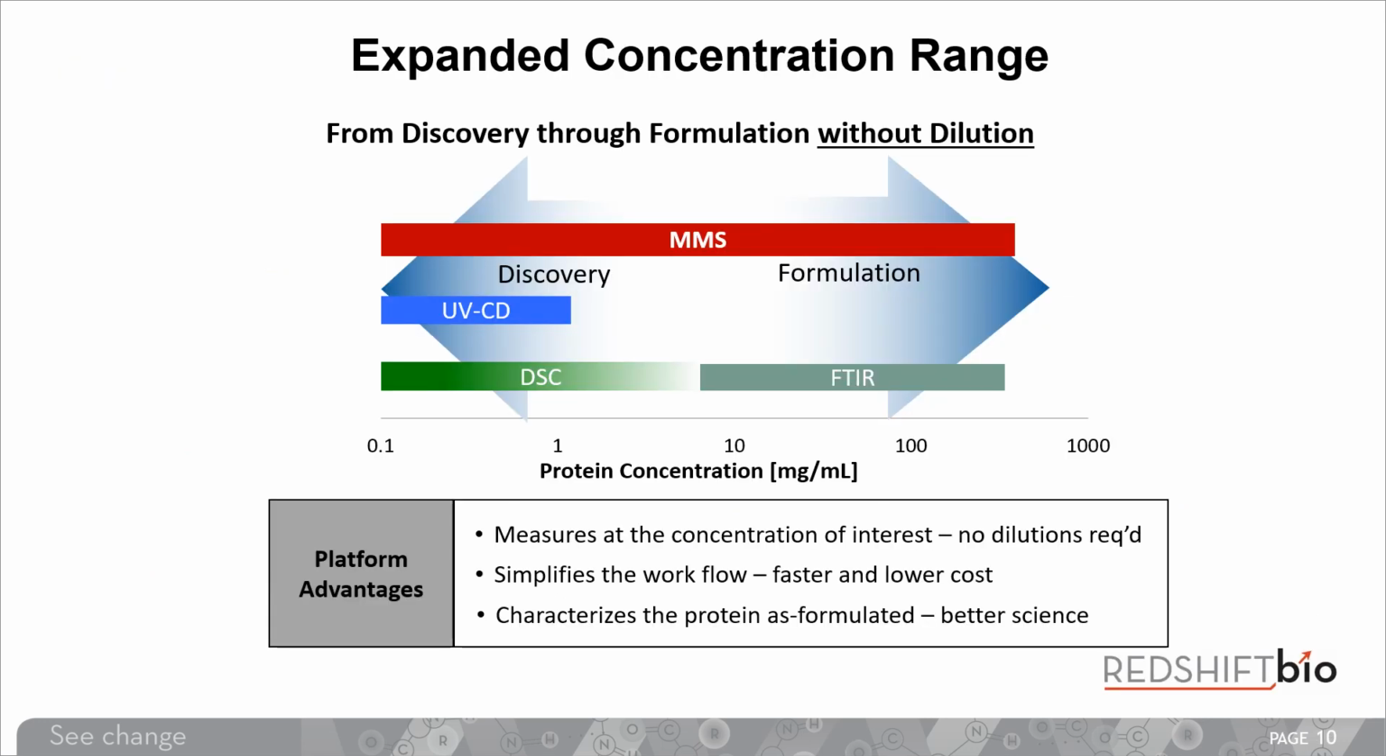So this improved sensitivity really expands the concentration range over which we can take measurements. And for the first time, we're able to operate over the entire drug development pipeline from discovery through formulation without the need for dilution. This really simplifies the workflow. Measurements are faster, more repeatable, and there are direct labor cost savings. But most importantly, users are able to characterize the proteins as formulated at the concentrations and in the buffers of interest.